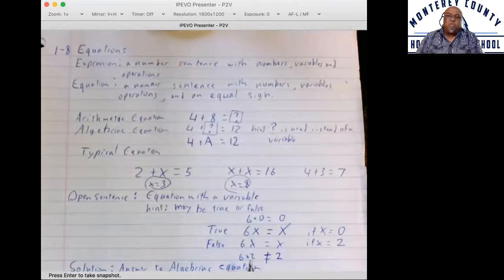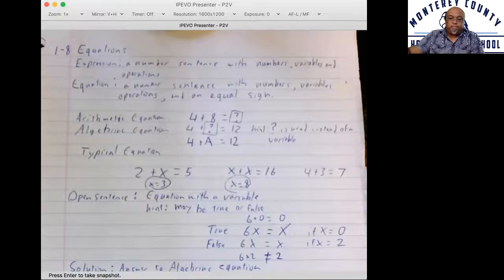What does 6 times 2 equal? Let's see, I'm listening, and Aaliyah, you said 12. That is correct. Awesome, okay. So 6 times 2 equals 12, it does not equal 2. So in an open sentence, sometimes you can have a false equation, okay?